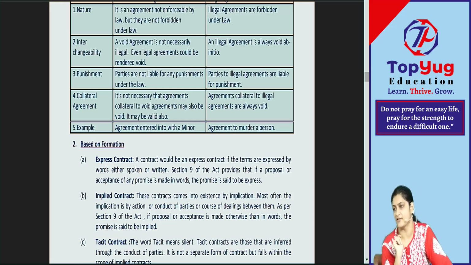Explain. You have to give these differences. All illegal are void, but all void, are they illegal? No. Why? Because all void, are they forbidden by law? They are just unenforceable. They are just not enforceable.